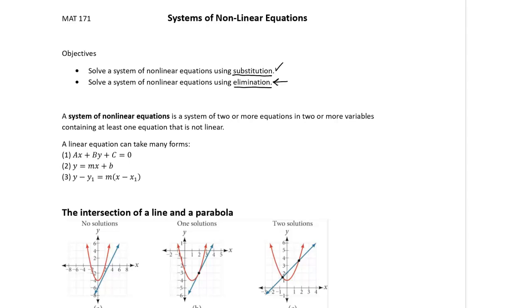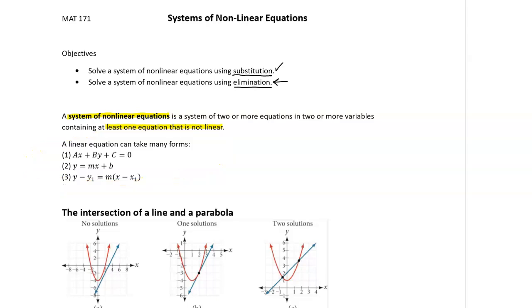So first, getting started, what is a system of nonlinear equations? A system of nonlinear equations is a system where we have two equations and at least one of them is not linear. We have seen so far that the equation of a line can take many different forms, and here are three examples of them. So at least one of our equations will be one of these forms, a line, and the other equation will not be linear.